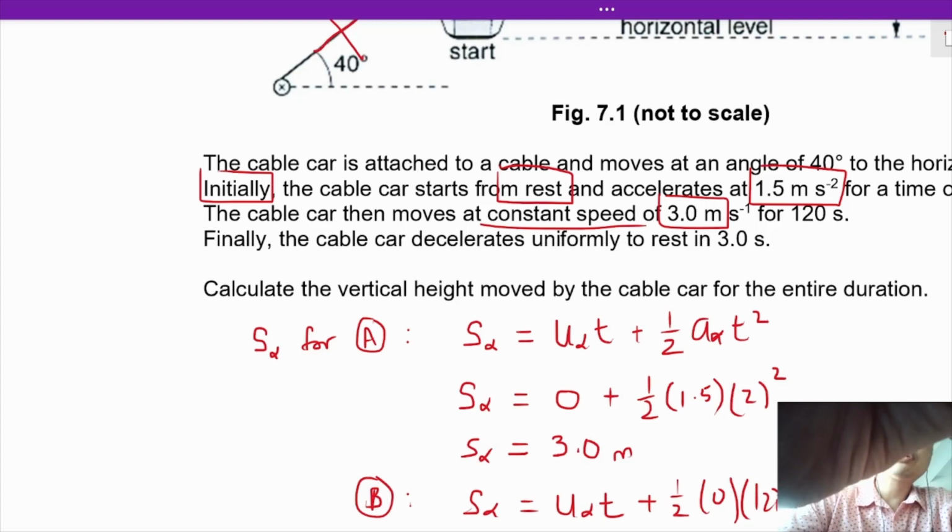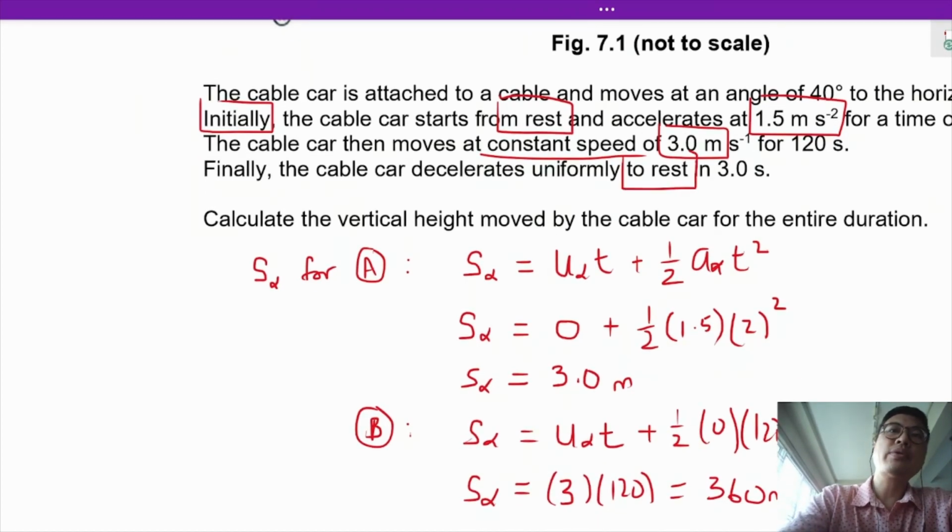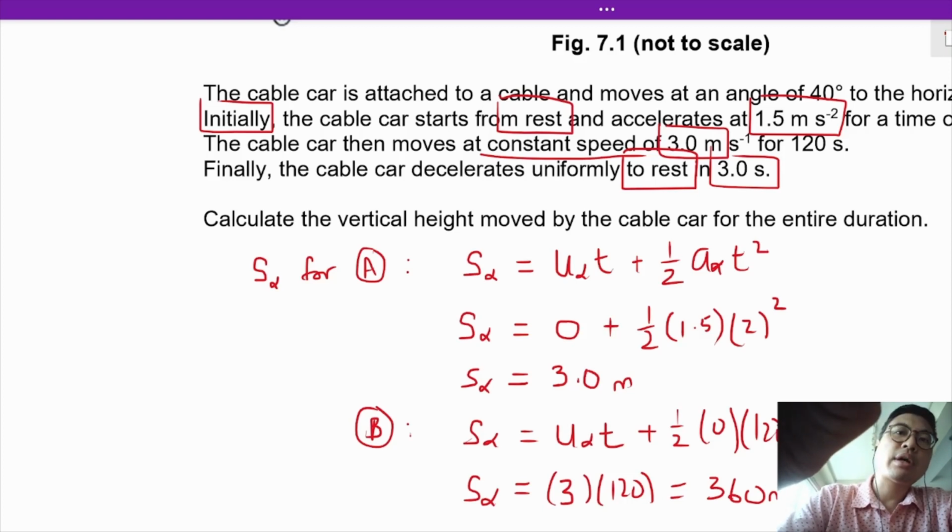What about the displacement for C? We don't have the acceleration, but we do have the start and the end velocities. The start velocity is 3 meters per second. The end velocity is 0, and the time of travel is 3 seconds. So we don't need acceleration. We do need the speed. So we use the equation s = half (u + v) t. So we get half times 3 times 3, so that is 4.5 meters.